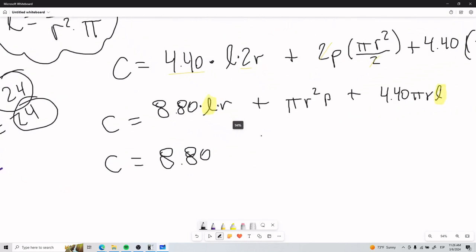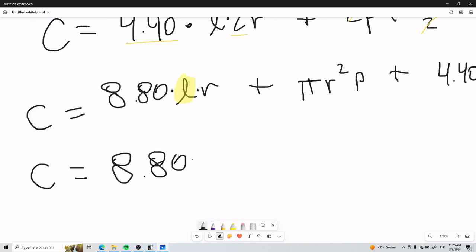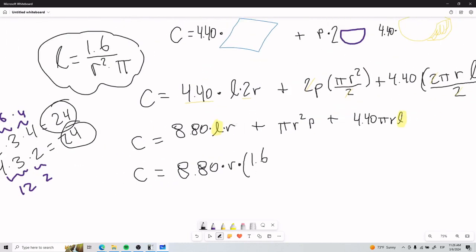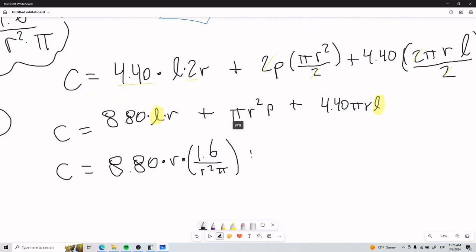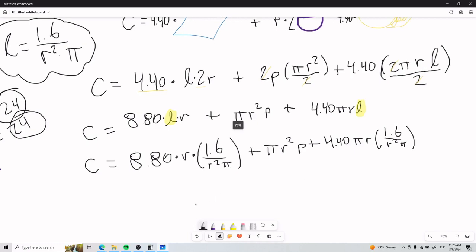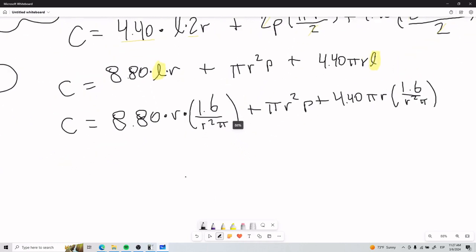Okay, so just to make this easier on myself, I'm first going to write 8.80 times R, and on the last part, I'm going to put times L. And L was, as we said, 1.6 divided by R squared pi. All right, plus pi R squared P, that doesn't change, plus 4.40 pi R, L is at the end, I feel comfortable with that, 1.6 divided by R squared pi. All right, so now I can play around and understand a little bit better what's going on.